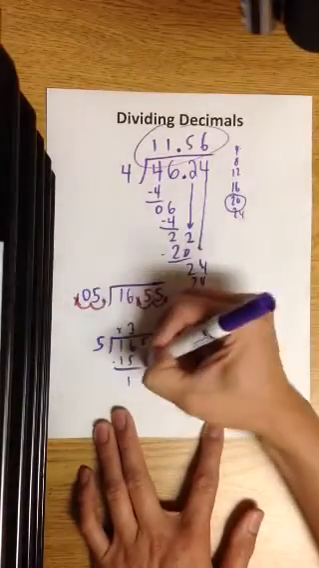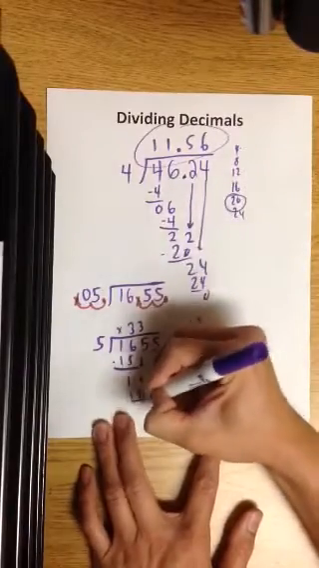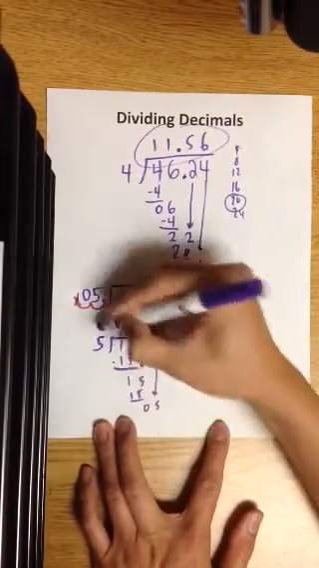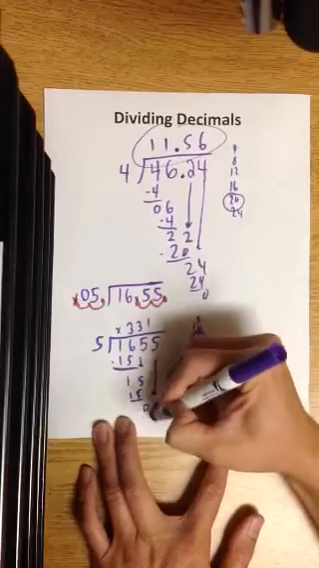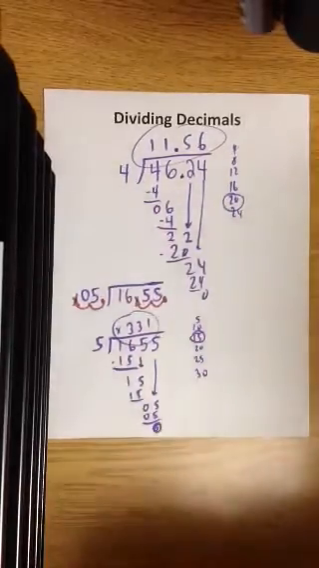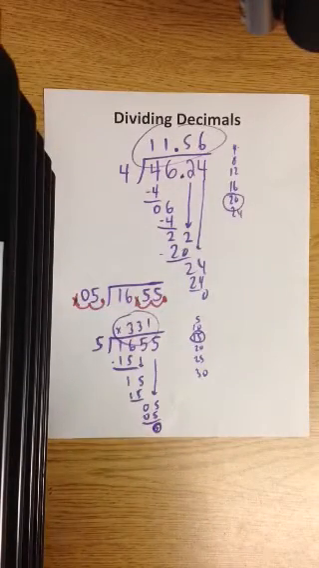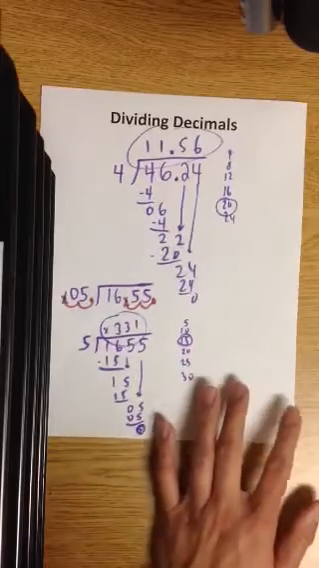16 minus 15 is 1. Bring down the 5. How many 5s go in 15? 3 times. Remainder 0. Bring down the 5. How many 5s go in 5? 1 time. 0. So 331 nickels are in $16.55. Let's try another example.